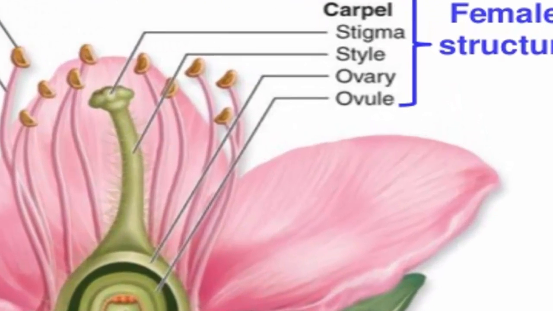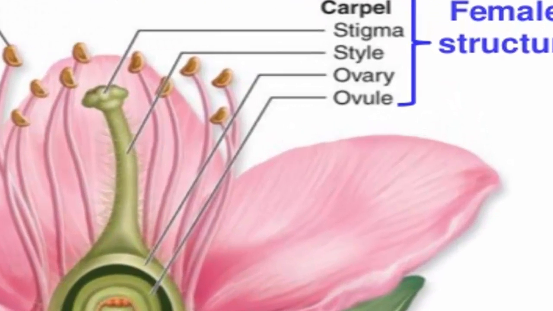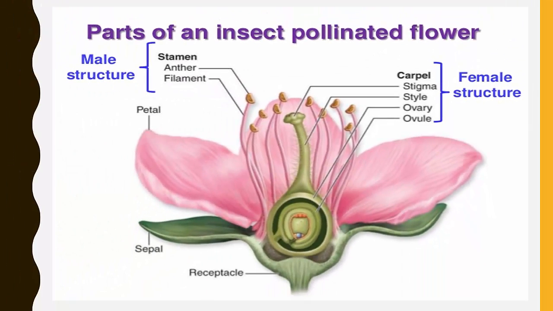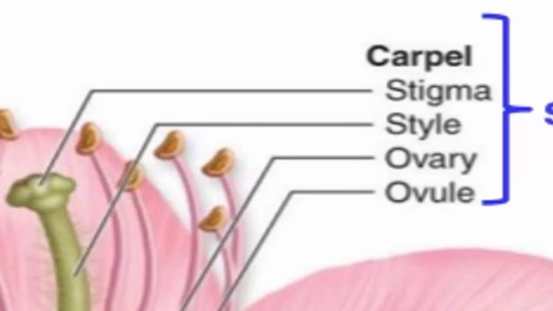The style is a tube that allows the male sex cell from the pollen grain to reach the female sex cell in the ovule, within the ovary. The stigma is a sticky platform, very rich with nutrients. Pollen grains land on it, germinate, and produce a tube that carries the male sex cell to the ovule.